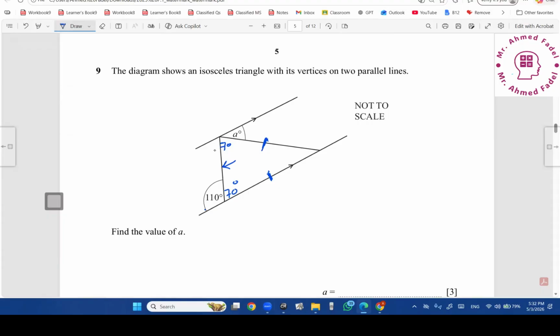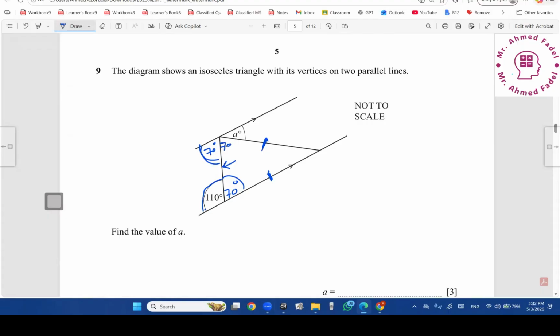All right, good. What about this one? This one is going to be how many degrees? This one is going to be 70 degrees. How did you know? You can say that this is alternate with this. So this is 70, so this one is also 70. You can also say that this is co-interior with this. They add up to 180. Anyway, you're going to find that this angle is 70.